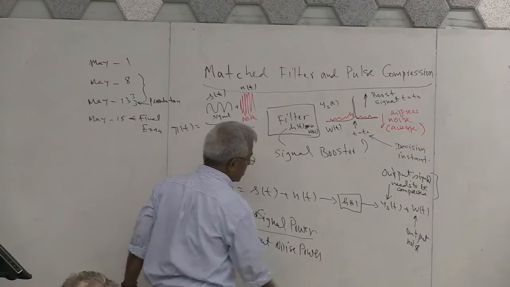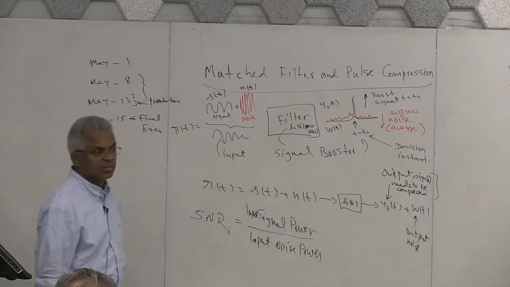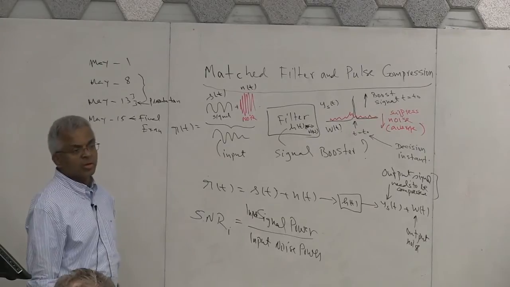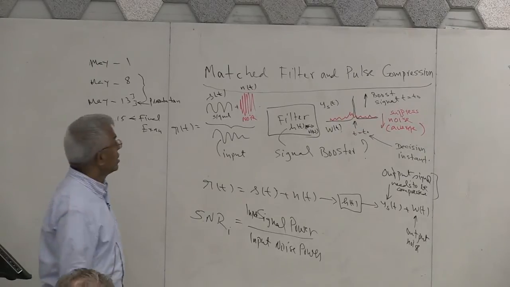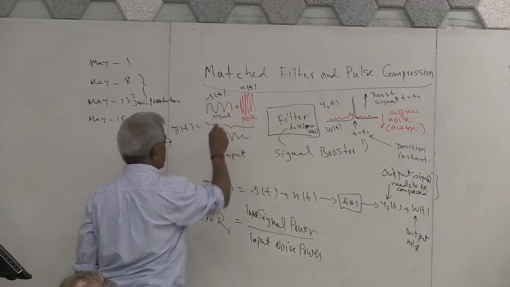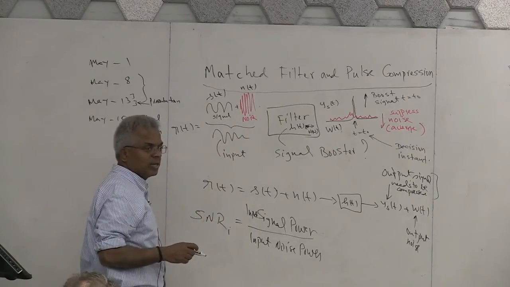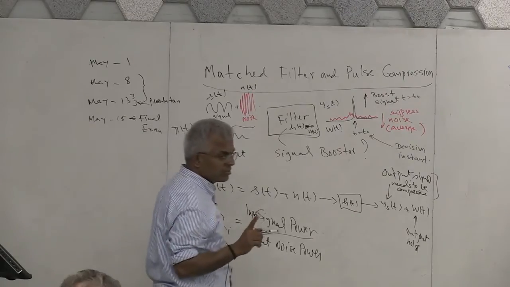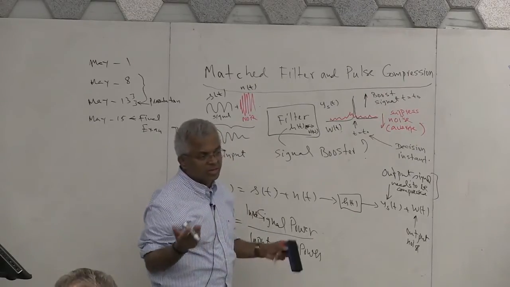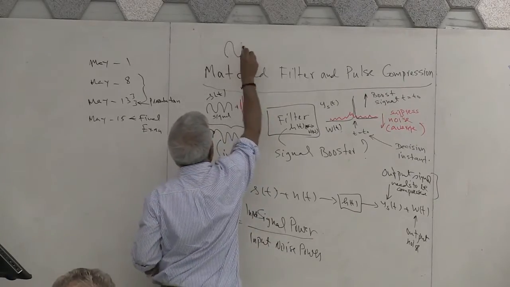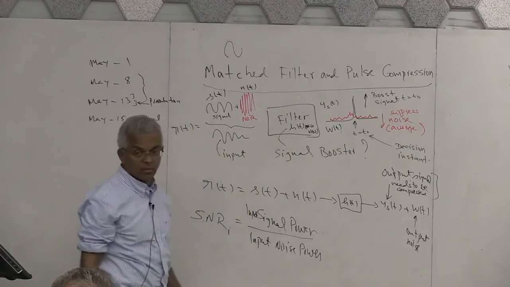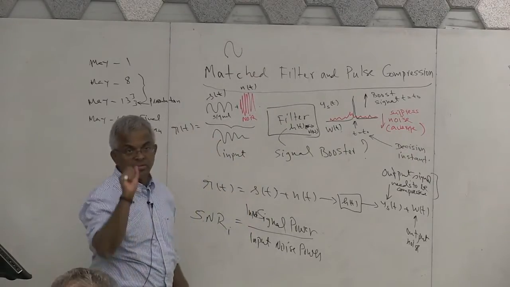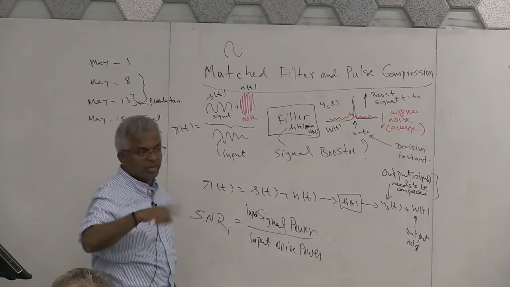How will you define these things? Noise is a stochastic process, so how will you define the power or energy, when a signal is s(t)? Signal is a waveform, there is no variance, it's a deterministic waveform. There is nothing stochastic about it. This is the pulse you transmit, maybe a sine omega naught t.